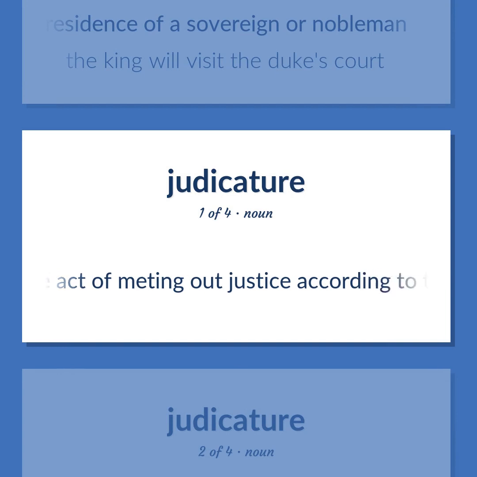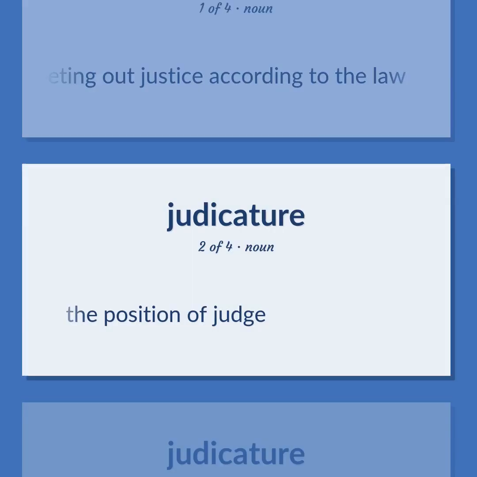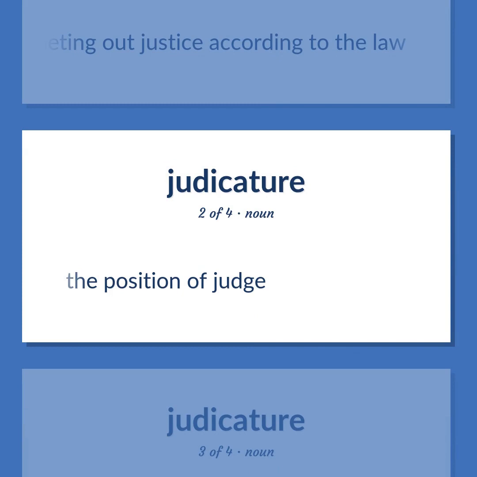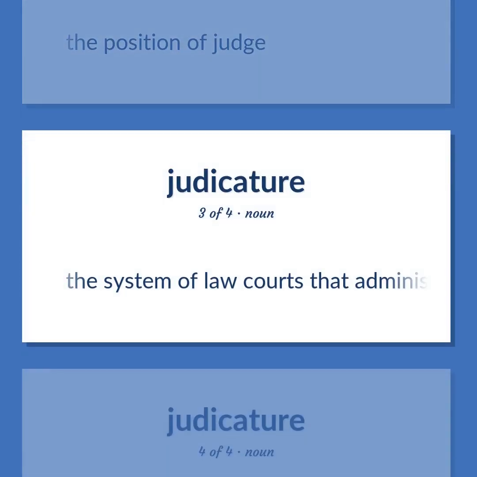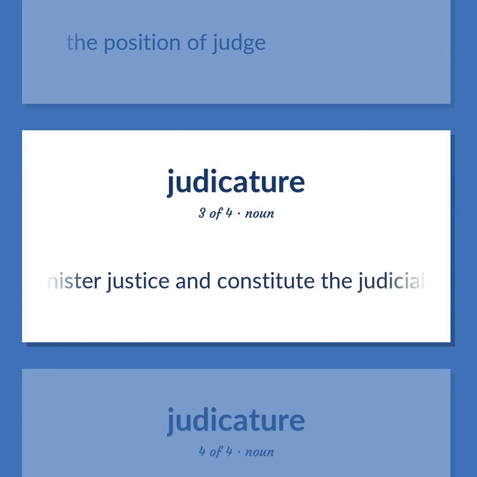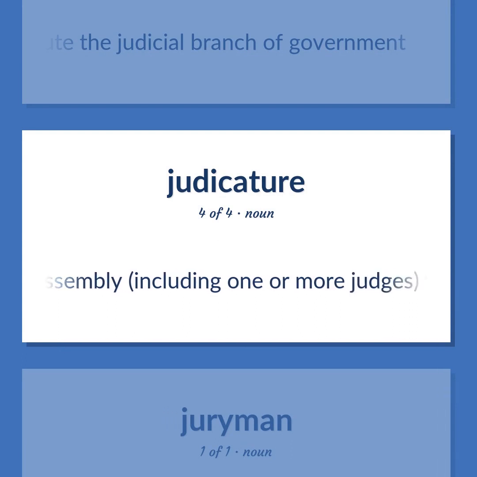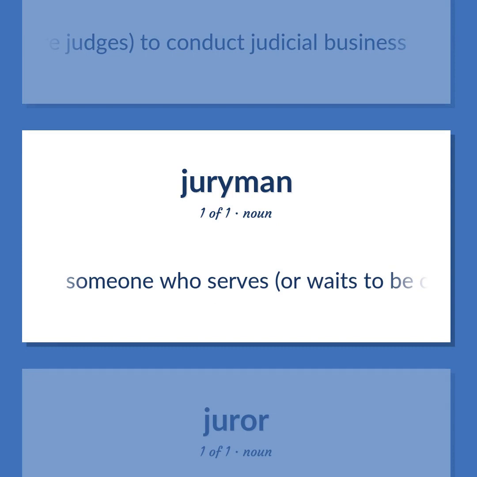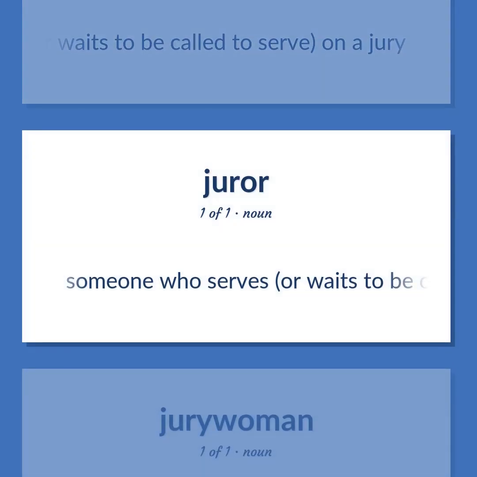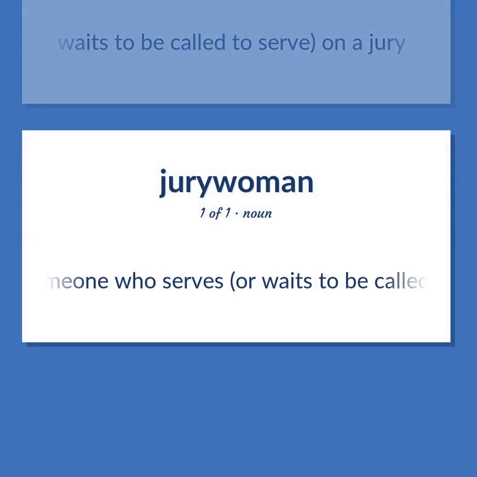The act of meting out justice according to the law. The position of judge. The system of law courts that administer justice and constitute the judicial branch of government. An assembly, including one or more judges, to conduct judicial business. Someone who serves, or waits to be called to serve, on a jury.